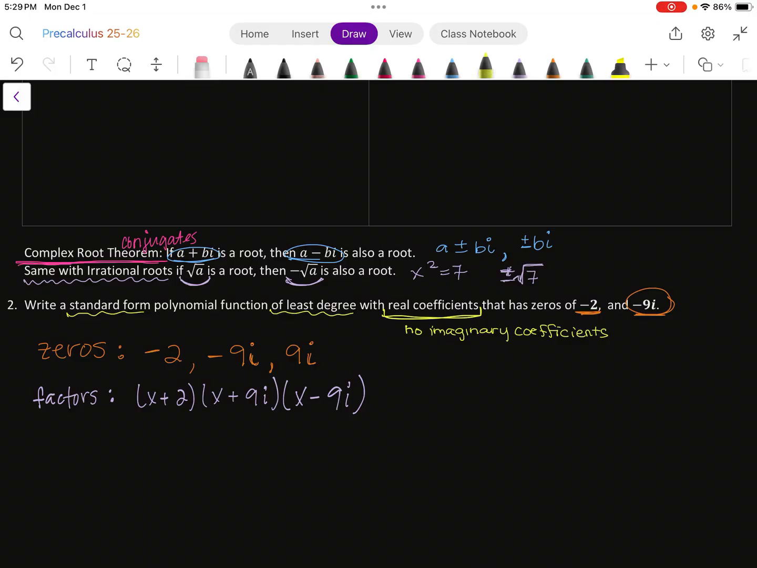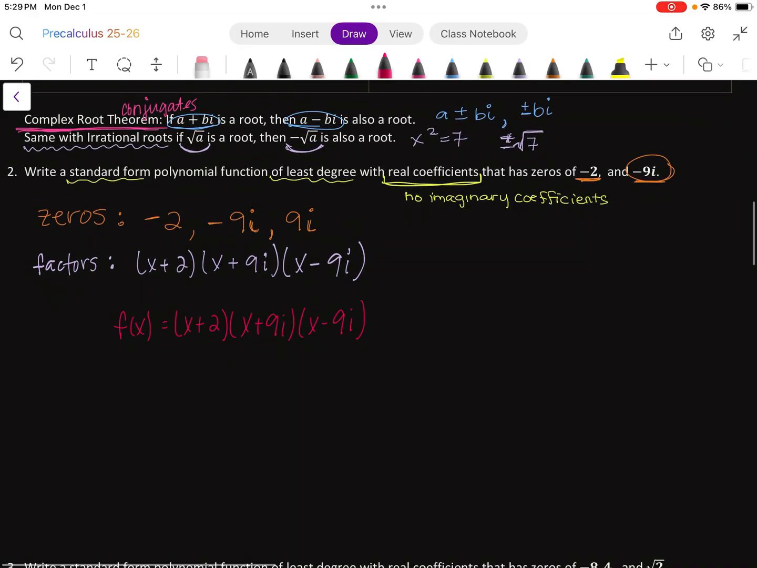And if I write the polynomial out now, f of x is equal to x squared, x plus 2, x plus 9i, and x minus 9i. Again, I just rewrote that, but what we're going to need to do is actually FOIL it out. Best bet is to start with these guys, because that's nice. X squared minus 9ix outer plus 9ix.